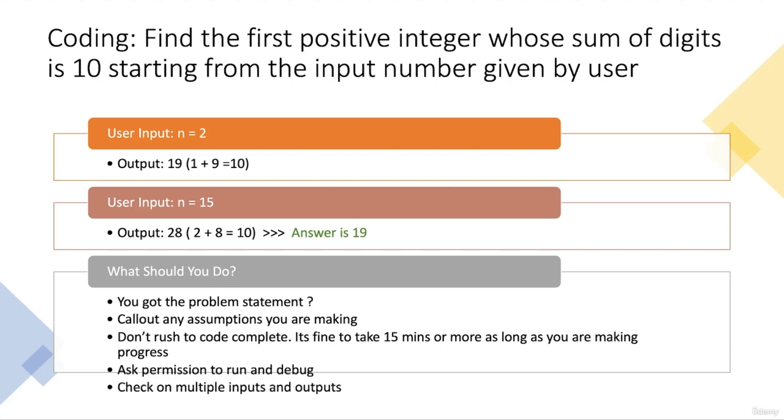Okay. And check on multiple inputs and outputs before you tell the interviewer that, hey, I am done. And in case the interviewer says, okay, run and debug it, and let me know, test it for multiple inputs. So in this case, you can test it for 2 as an input, 50 as an input, 75 as an input. So have you done that when you came to this lecture?